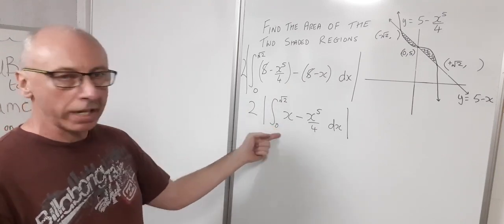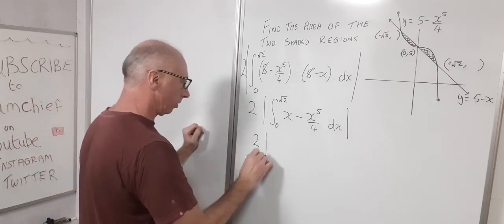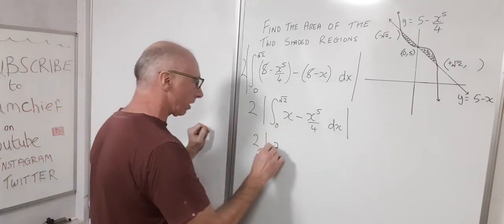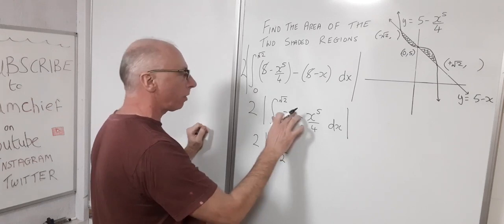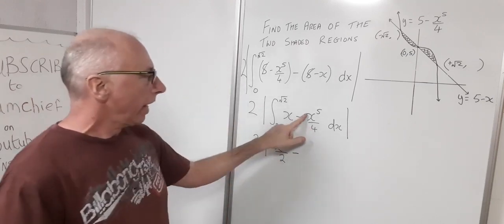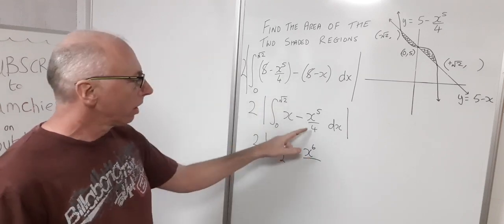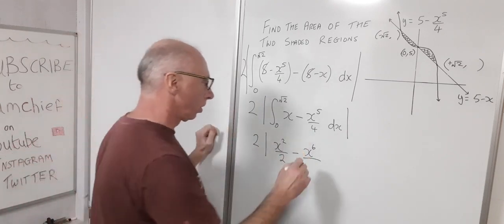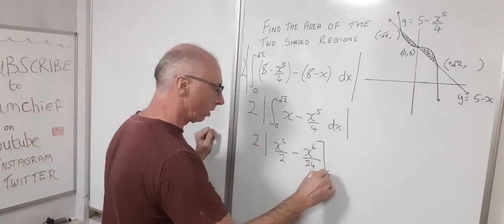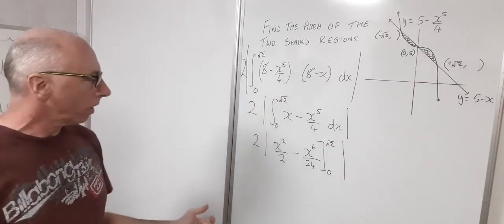Okay, so now we can go straight in and integrate this. We've got our parameters and double the absolute value. So 2 times absolute value, well, integrate x, that's going to give us x squared over 2. Raise the power by 1, divide by the new power. And same for this one. So minus x to the 5 becomes x to the 6, and then divide by the new power. So put a 6 in the bottom here, 6 times 4, 24. And that's from 0 to √2, and absolute value.